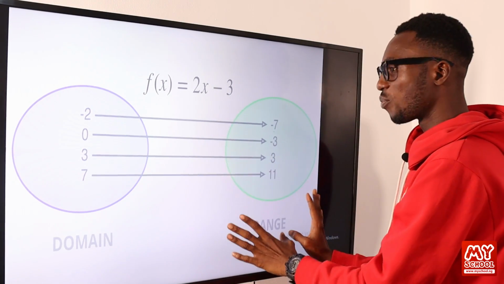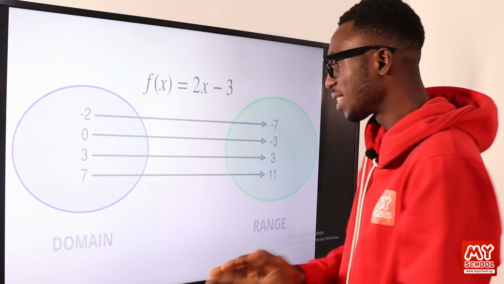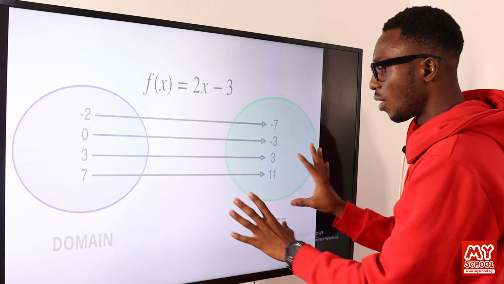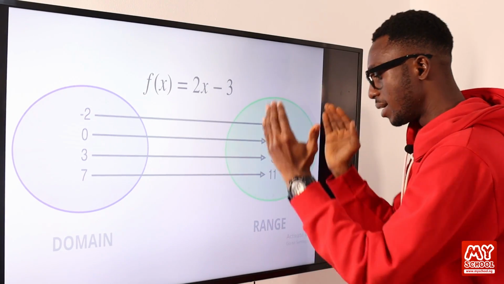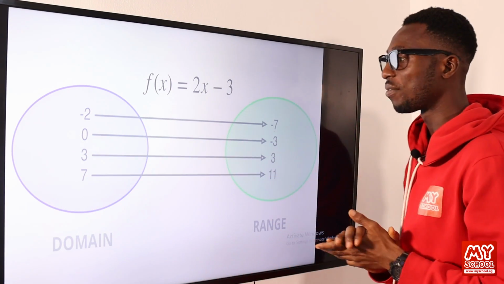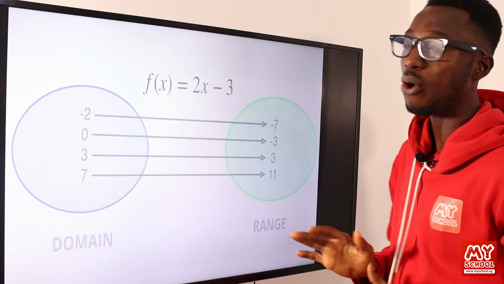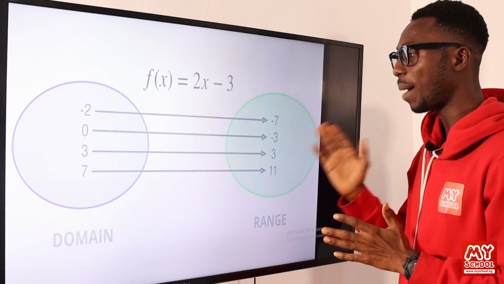All right, so we can see what we have here. This is our domain where we have our inputs or elements. Then this is our co-domain where you have our range. So you can see all of the images we have here, they actually serve as the range for the inputs that we have right here. So this is a very good example of one-to-one mapping. So let's go to the next kind of mapping.